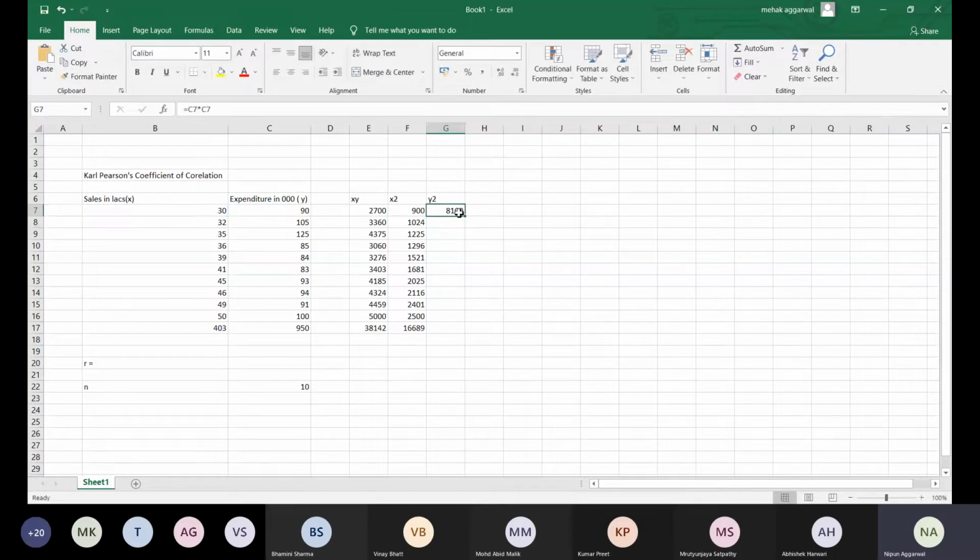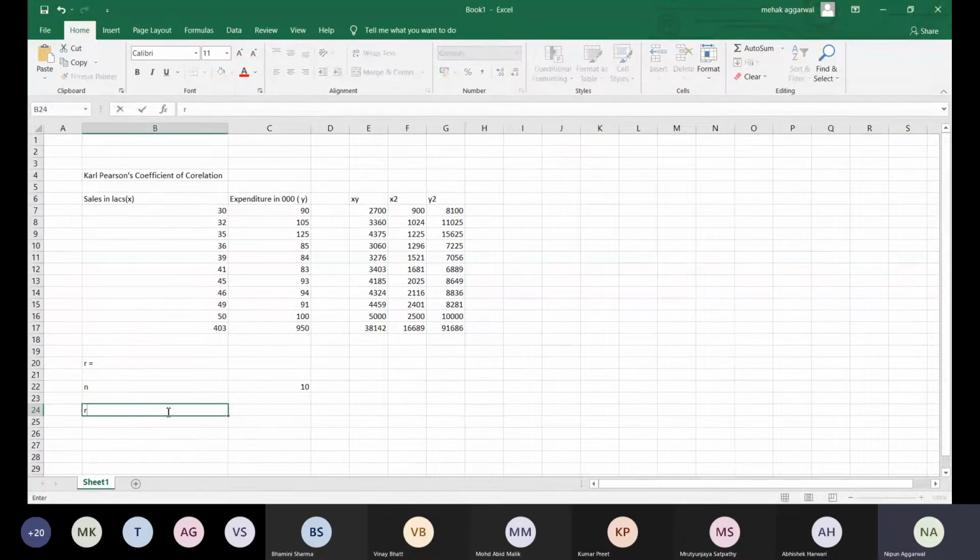So this becomes your y square, and then these are all y squares. Then the summation of y square comes out to be 91686. Now you have everything in the formula. You put in the formula and calculate the answer.